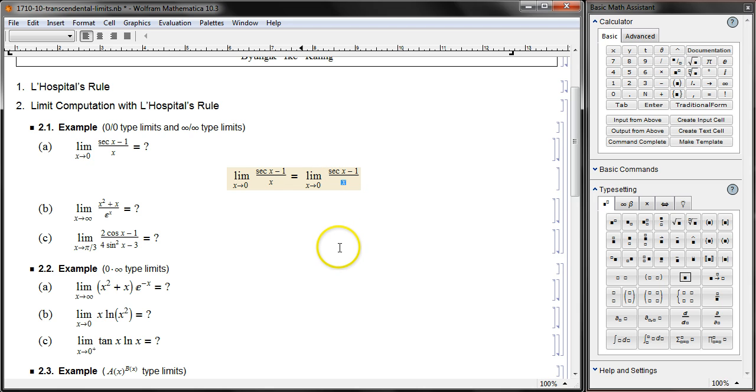The derivative of the denominator is of course 1. And the derivative of the numerator, this one drops out. What's the derivative of the secant function? It's secant times tangent. Please remember this formula. Derivative of secant is secant times tangent. Okay, let's put in some numbers. Secant of 0 is 1 times tangent of 0 is 0, and the denominator is 1. So what do you get? The answer is 0. Easy.